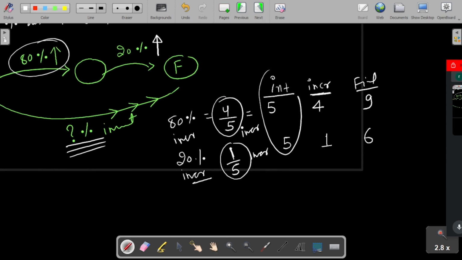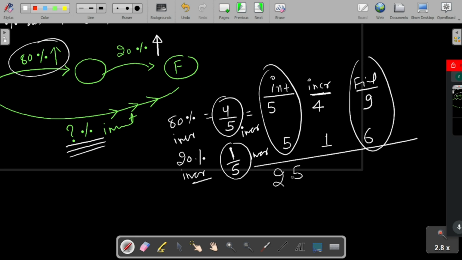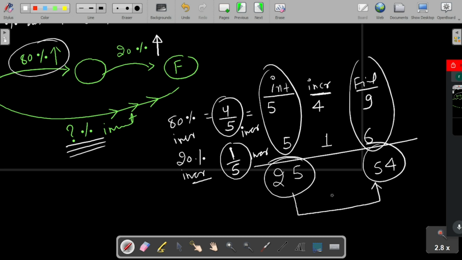So multiply this. What will you get? It's 25 initial, and over this is how much? 54. So this is the initial, and finally this is the initial value overall, and this is how much increased? How much increment here? 29.